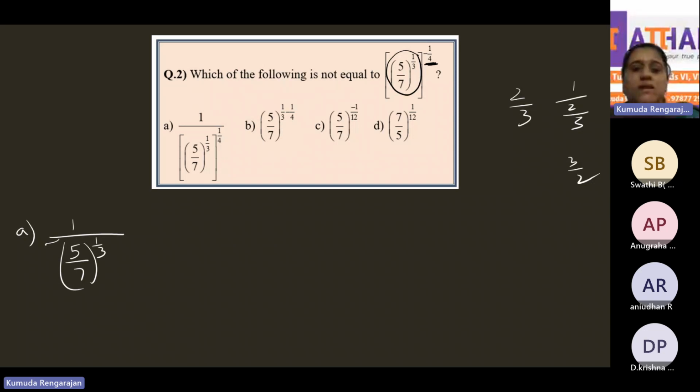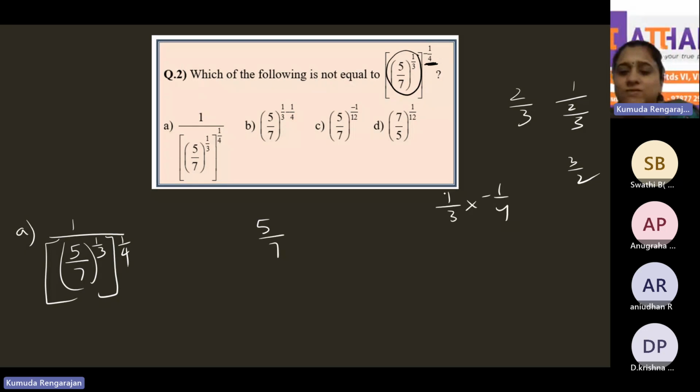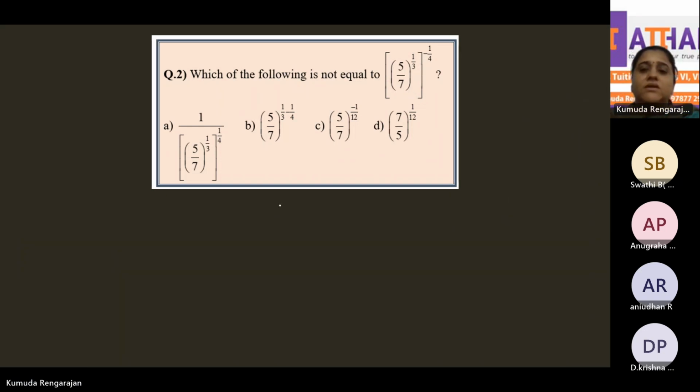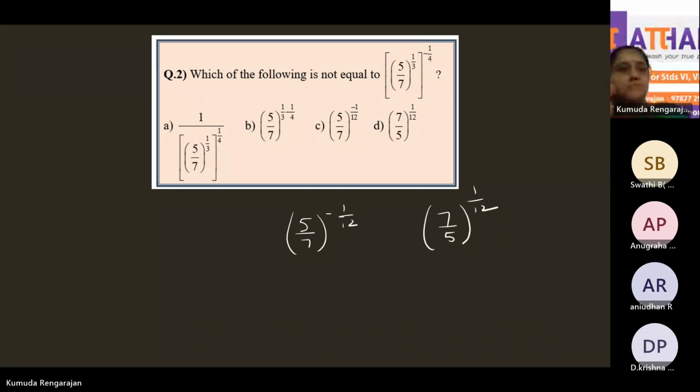The second option is incorrect. Third option: when you multiply 1 by 3 and minus 1 by 4, you get minus 1 by 12. So 5 by 7 to the power of minus 1 by 12 is correct. And the last one also is right, because when you multiply the powers, you'll get 5 by 7 to the power minus 1 by 12. So if you want to make the power positive, take the reciprocal of the base and the negative of the power. Correct?